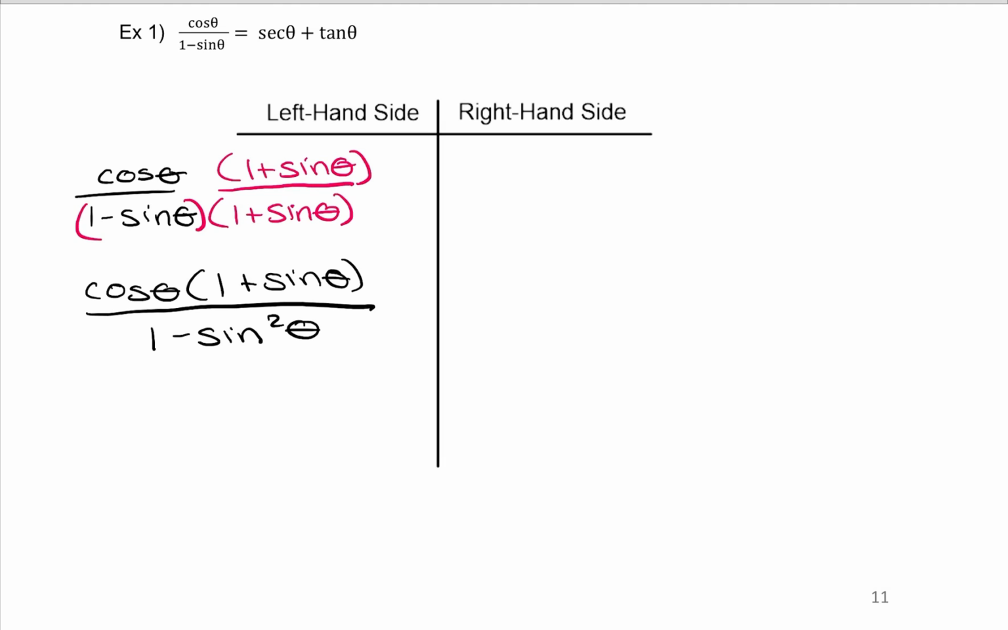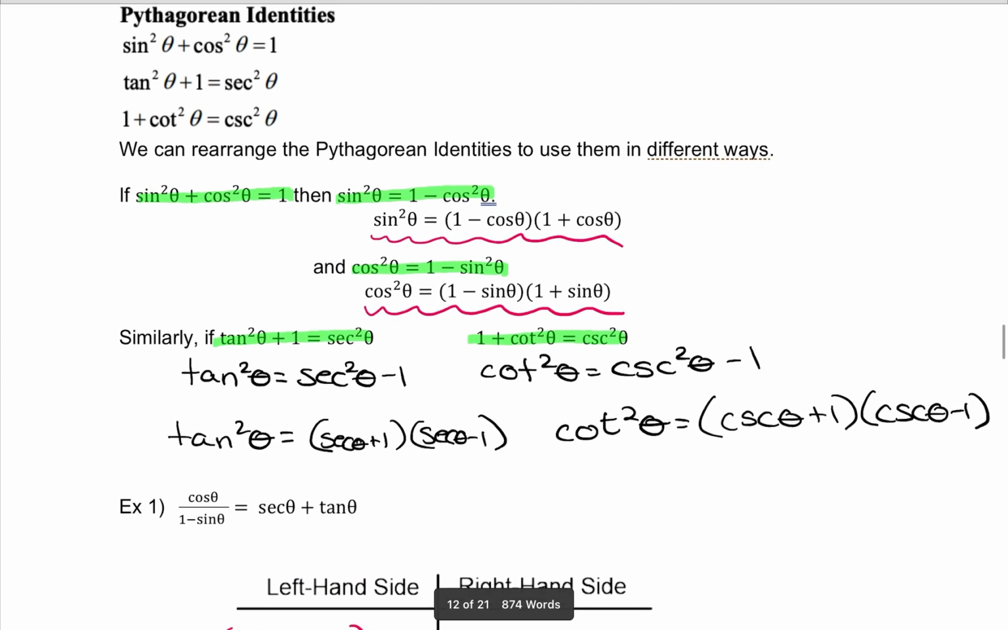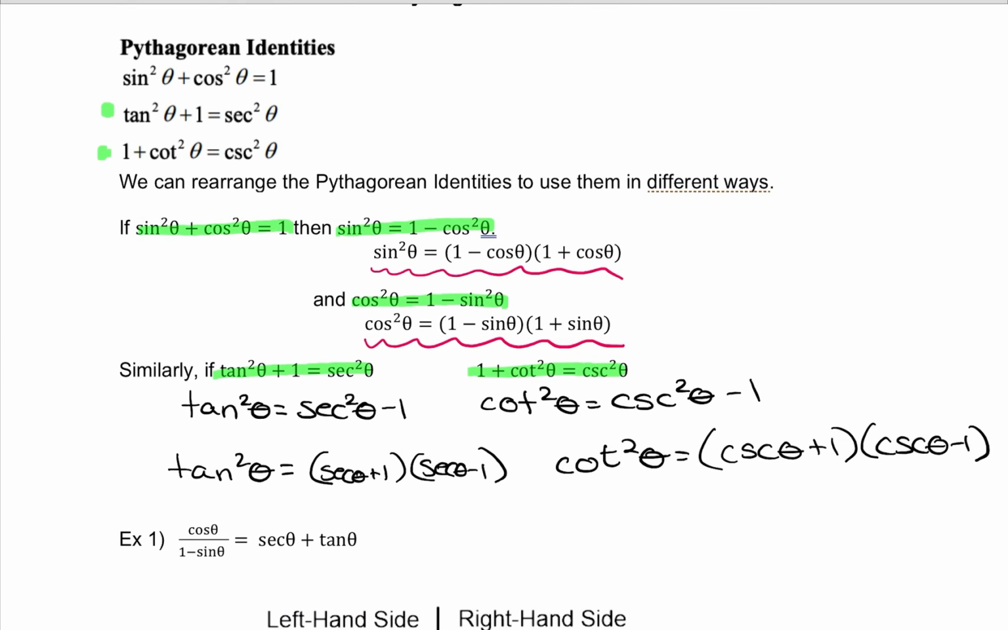Now as soon as I've introduced that sine squared theta, I can see that on the bottom, 1 minus sine squared theta is an identity. It equals cos squared. So cos theta times 1 plus sine theta on the top doesn't change, and on the bottom I now have just a cos squared theta. If you're wondering where that came from, look up here at all of my different versions of my Pythagorean identities. You might need to grab a piece of paper and write all these versions down for yourself.